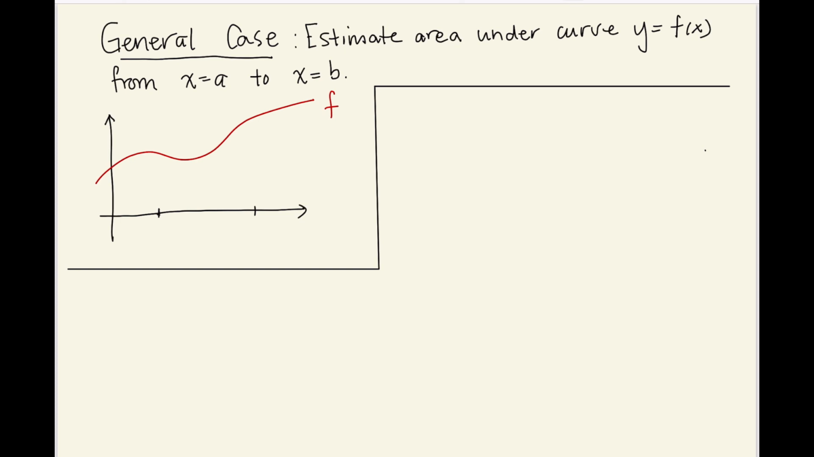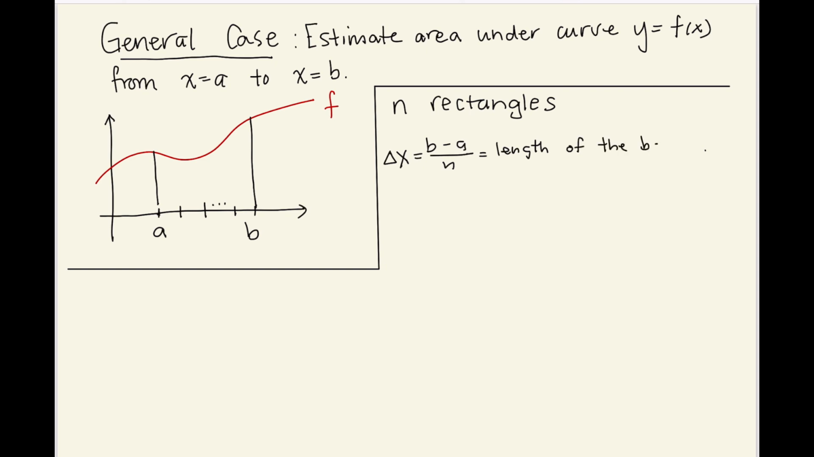Before we move on, I just want to talk about the general case of estimating area under curves. So in this case, we're going to have n rectangles. This is the general case, so I'm not going to specify a number of rectangles. But let's suppose I want to estimate the area under the curve f from a to b, and I want to use rectangles to do that. The very first thing I'm going to do is figure out, how long is the base of each rectangle? The total length here is b minus a, and I have n rectangles, so I'm just going to divide that by n, and we're going to call that delta x. So delta x is the length of the base of the rectangles.